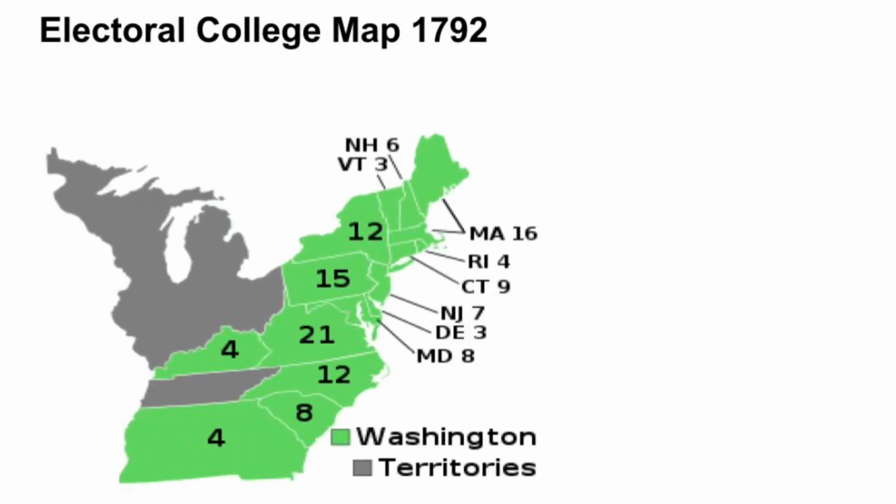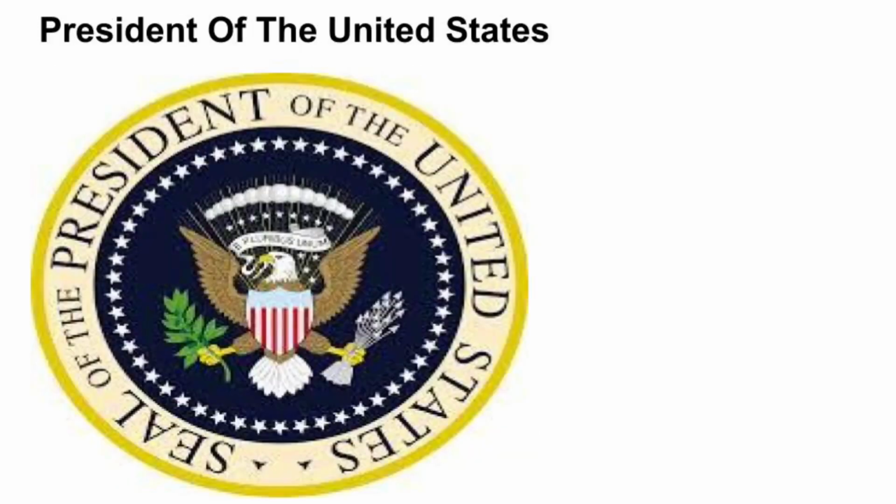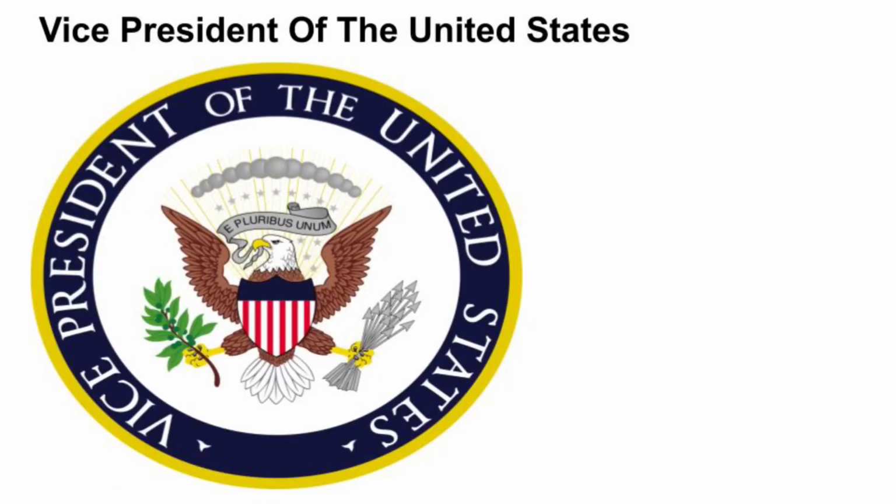As with the first presidential election in 1788 and 1789, the original Electoral College allowed each elector allotted by a state to vote for two candidates for president. The candidate with the most electoral votes would be elected president, while the candidate with the second most electoral votes would be elected vice president.